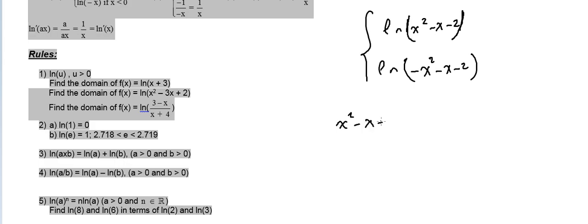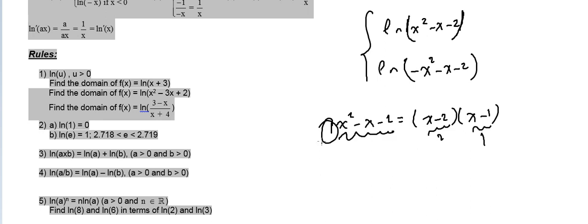First, x squared minus x minus 2, if we factorize it, is x minus 2 times x minus 1. Or we find it by the quadratic formula, the discriminant, and we find the roots to be 2 and 1. If a quadratic equation has two roots, for example 2 and 1, and a, the number multiplied with x squared, is positive, then directly it takes the sign of a. This will be positive.